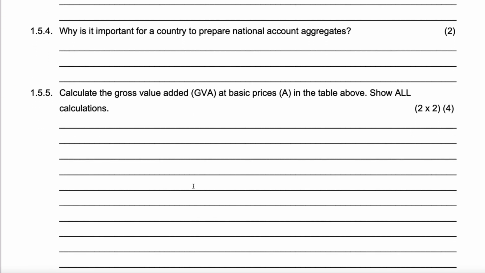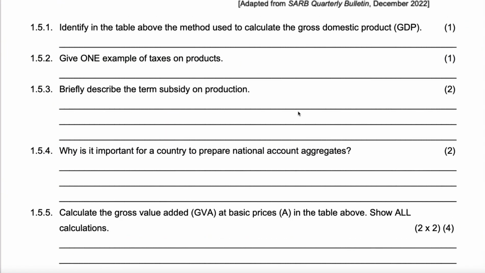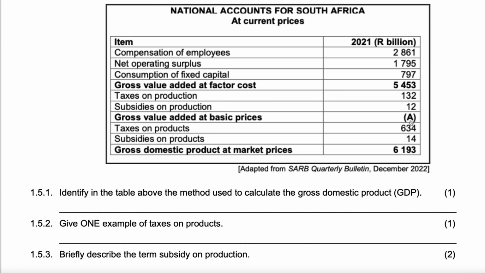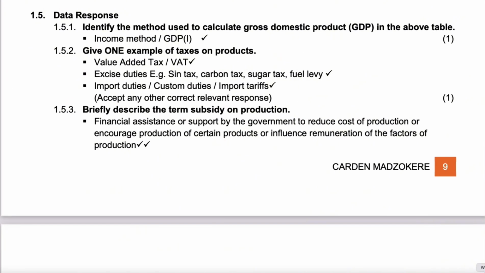Then the last one, calculate the gross value added at basic prices in the table above. Show calculations. This is the easiest 4 marks you can get because basically it's how do you convert factor to basic. You add tax, you subtract subsidies. So it's 5453, take note, billion, plus 132 minus 12. You get A. So it's as simple as that.